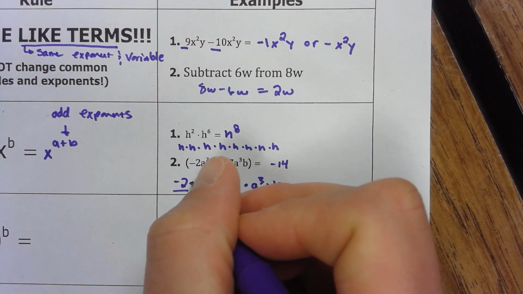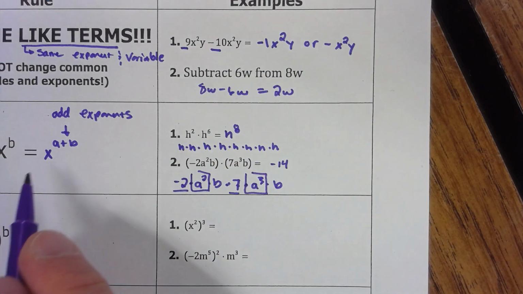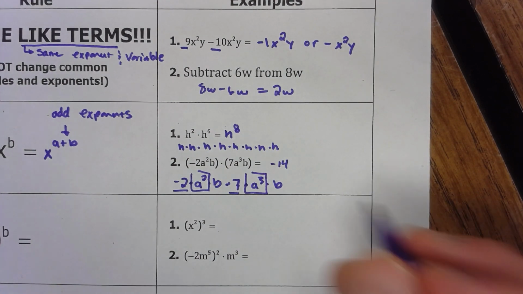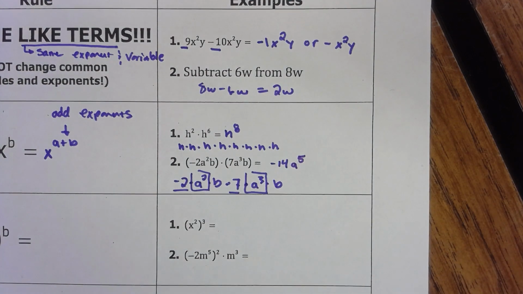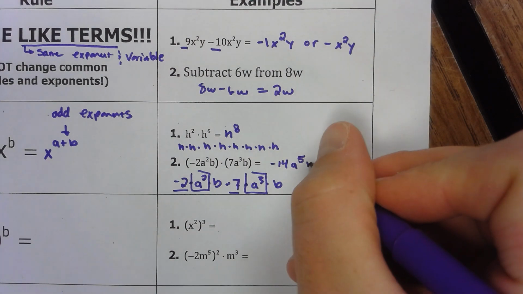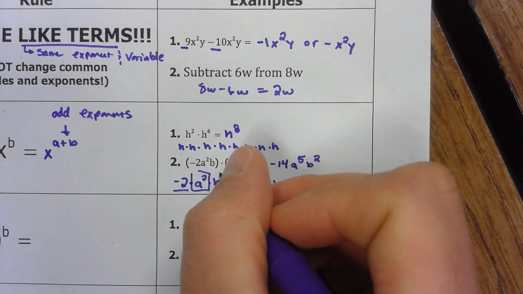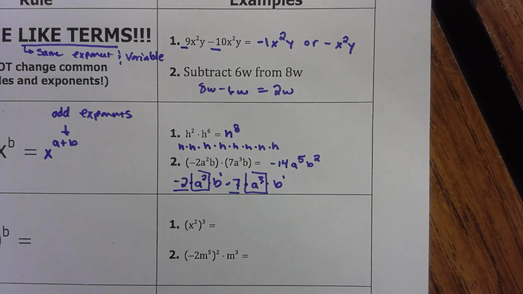Then I have these a squareds times a cubed. Well, using the product rule where same bases are being multiplied, I add those exponents. 2 plus 3 is 5, so I get a to the power of 5. And then b times b, that's b squared. Remember, if there's no exponent there, that exponent is really 1.